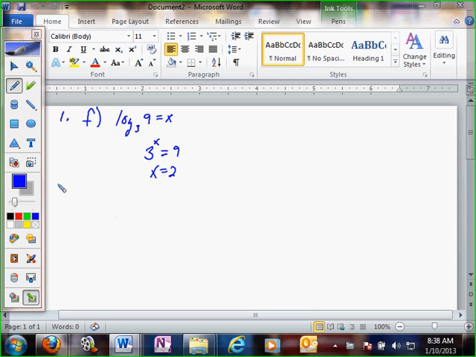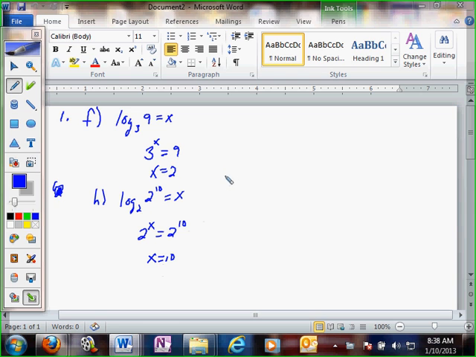Okay, number 2, not part 2, I'm sorry. Let's look at h: log base 2 of 2 to the 10th is equal to what? Well, 2 to what power is equal to 2 to the 10th? Surely you can see that x is 10 here.